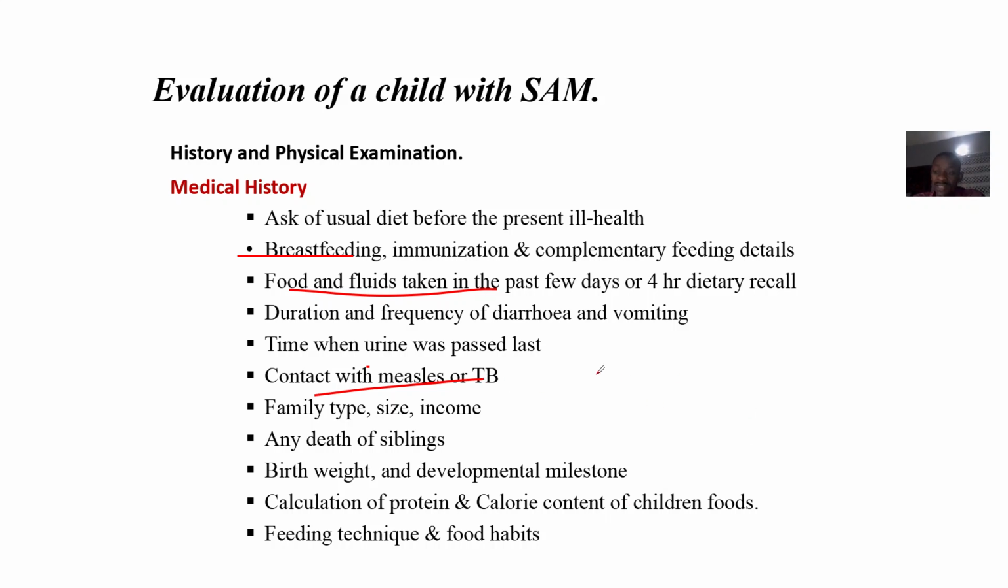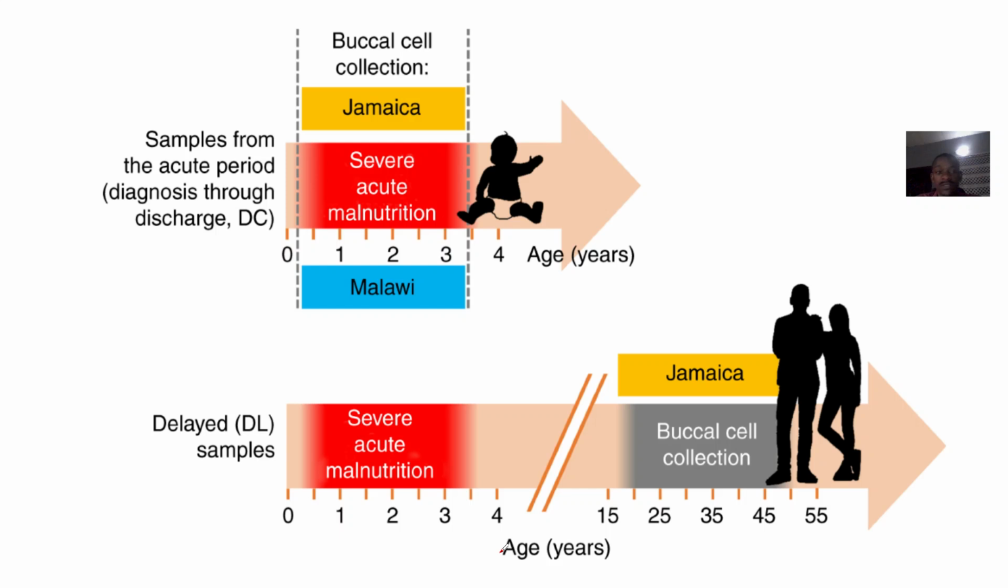Alright. So you ask about the family type, the size of the family, and the income of the family, right? You ask if any of the siblings have died. You ask about the birth weight and the times at which they reached specific developmental milestones. Then calculation of protein and calorie content of the children's foods, feeding techniques, and food habits, right?